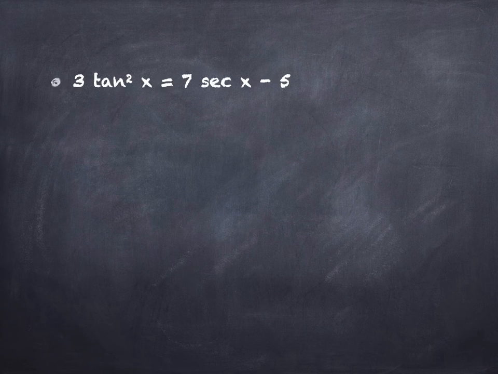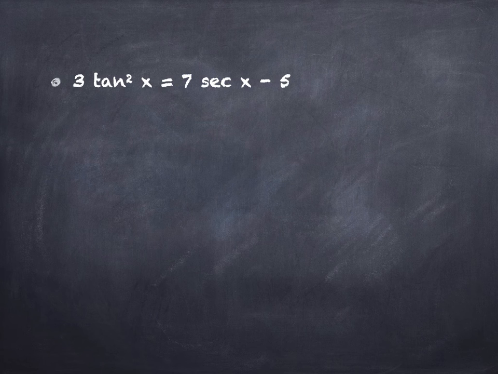All right, so they're giving us a problem like this: 3 tangent squared x equals 7 secant x minus 5. If you're following along in your book, which is not a bad idea, they have thetas instead of x's, but x's are easier for me to type than thetas. So we got a problem here. We got tangents and secants. What are we going to do?